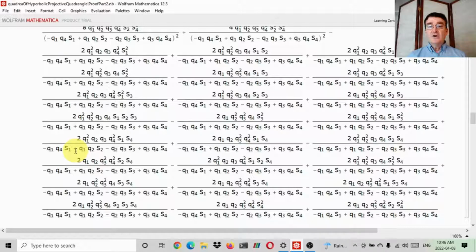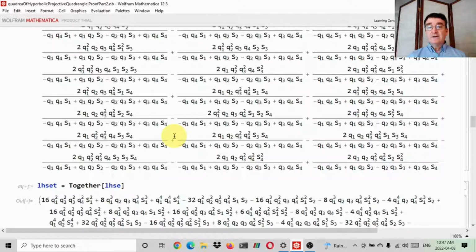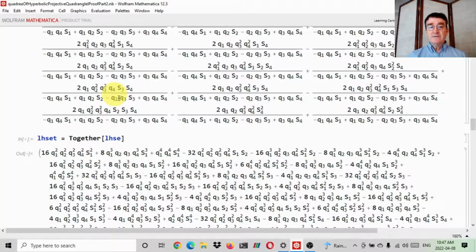Next, for this long expression we just expanded out, we're going to put all the terms over a common denominator, so we're going to use the together function from Mathematica to do that. And when we call that function together on our left-hand side expanded function up here, we get this left-hand side expanded together variable. And here it is here. It all expands into this quantity. And here's the common denominator down here.